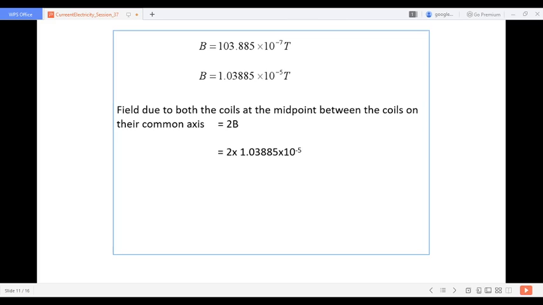Field due to both the coils at the midpoint between the coils on their common axis is 2B. So multiply the value of B by 2, you get 2 into 1.03885 into 10 raised to minus 5, which comes to be equivalent to 2.0777 into 10 raised to minus 5 Tesla.